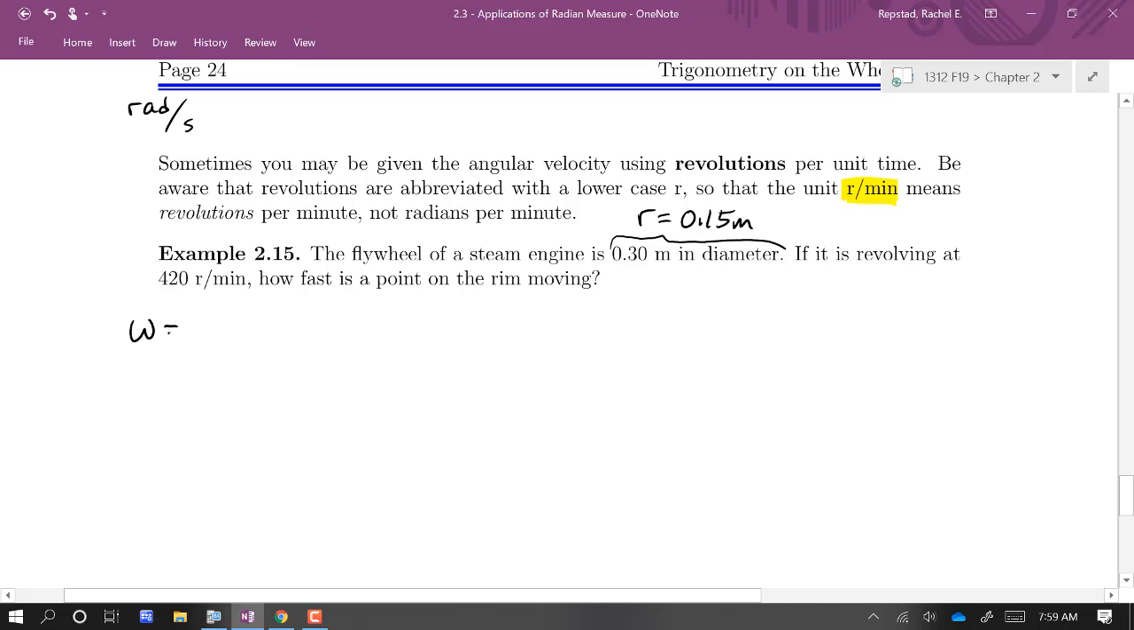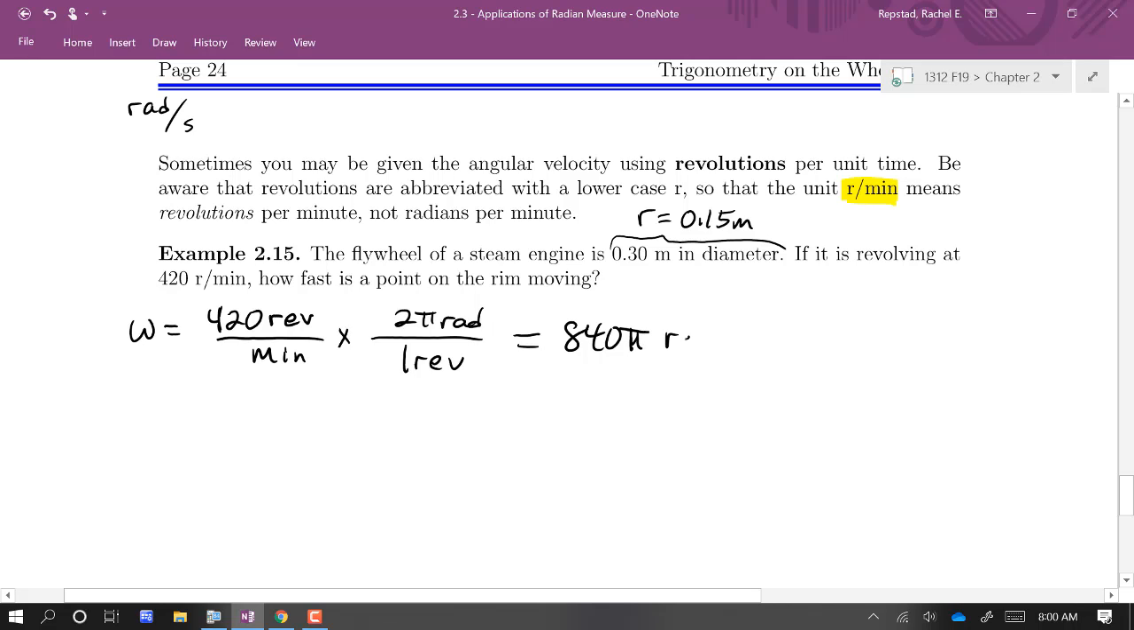So let's start with the 420 revolutions, I'll just write REV over minute. And we want to get from revolutions to radians, so 1 revolution is 2 pi radians. And if we multiply that, we get 840 pi radians per minute.